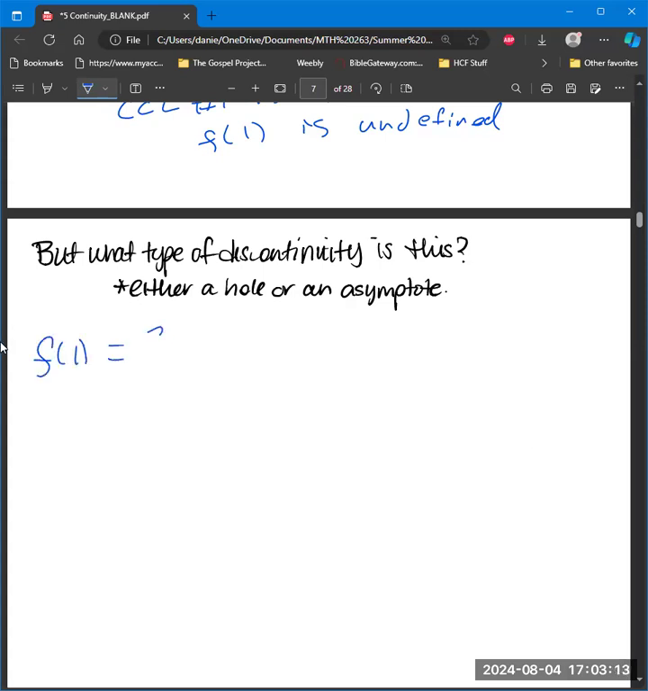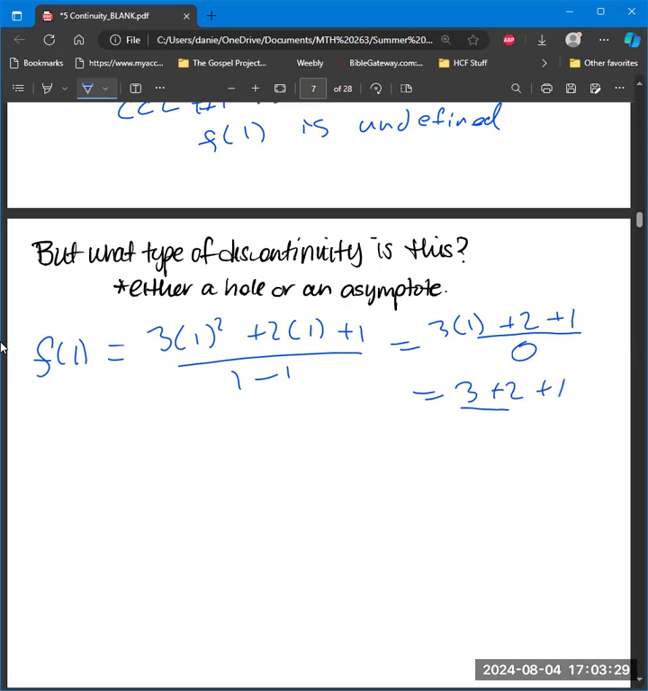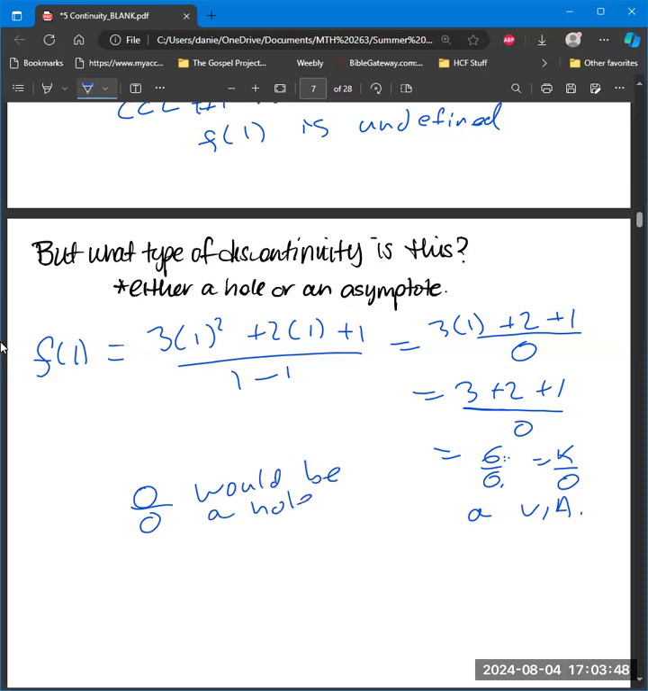f of 1 is equal to 3 times 1 squared plus 2 times 1 plus 1 over 1 minus 1, is 3 times 1 plus 2 plus 1 over 0. 3 plus 2 plus 1 over 0 is 6 over 0. Since I get a non-zero number over 0, this is a vertical asymptote. If I got 0 over 0, it would be a hole. Right?